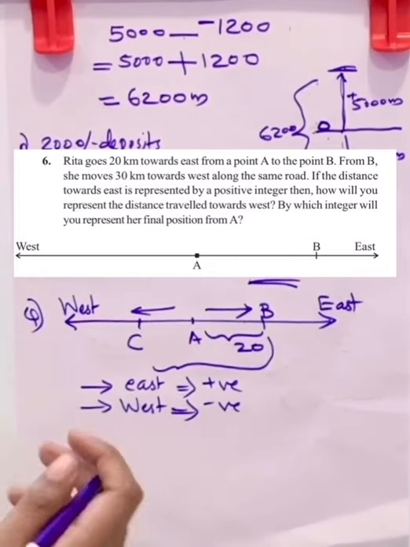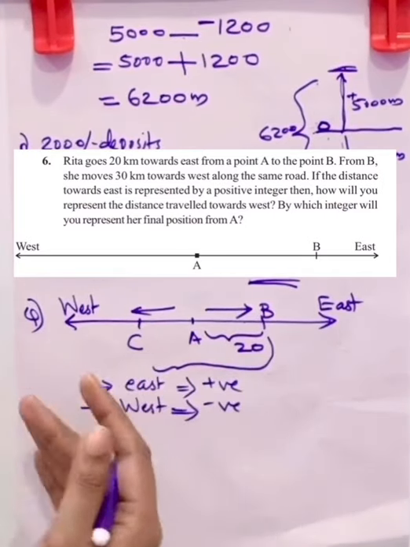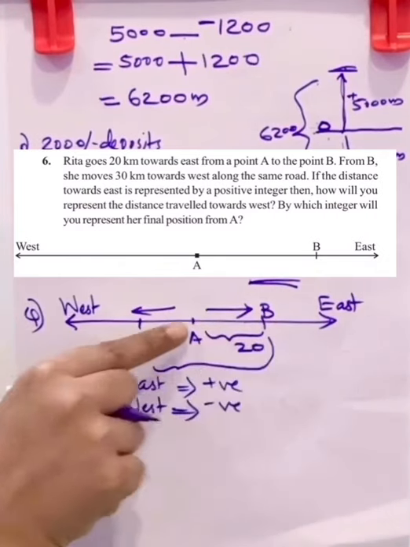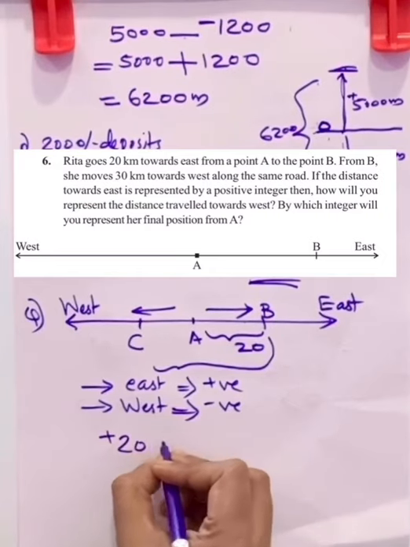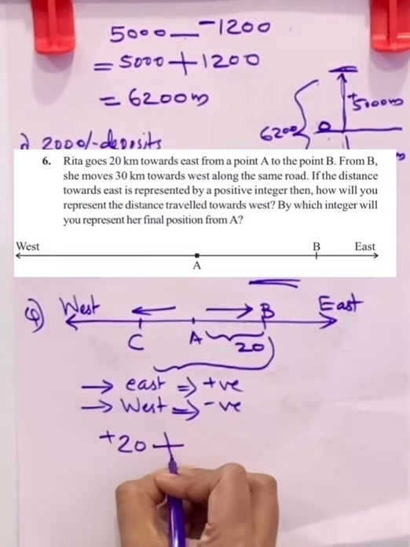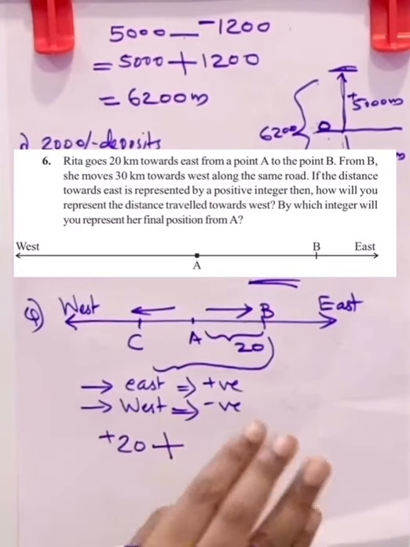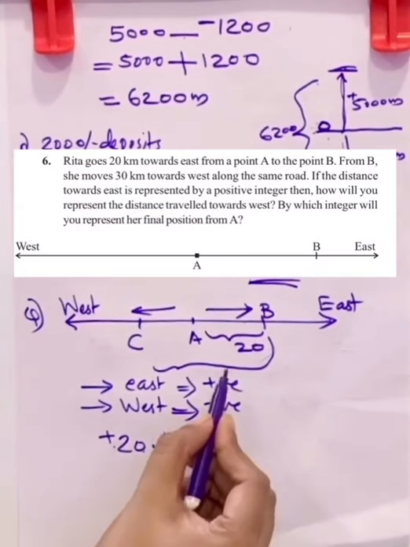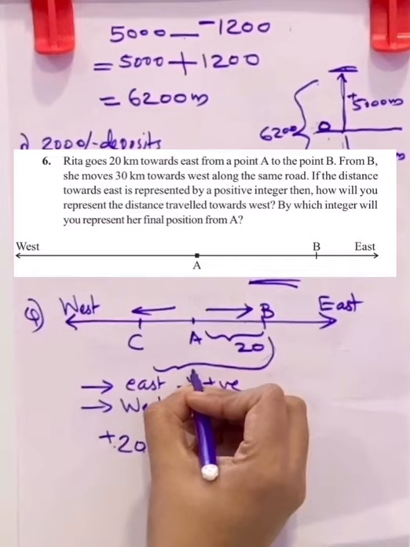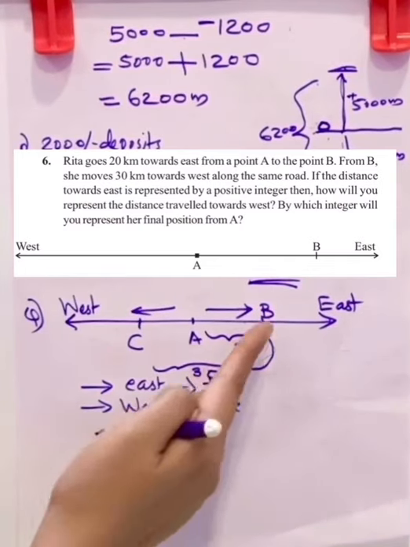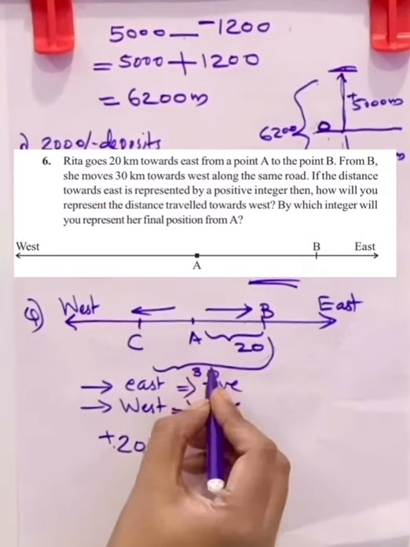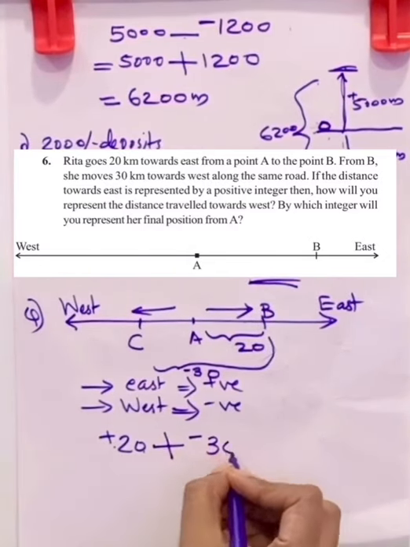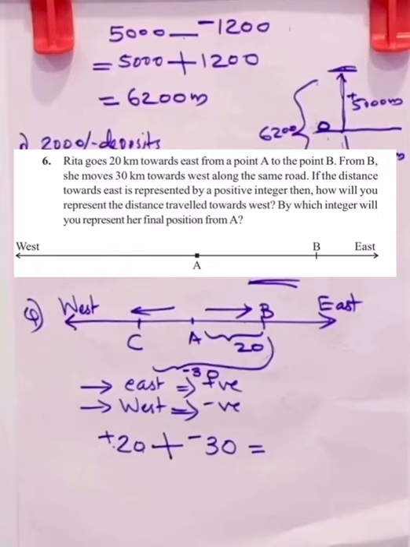Final position means the total distance she traveled. So, this is plus 20 because she is moving towards east. Plus 20. Total means you want to find the sum. Difference means subtraction. Total means sum. Now, this is towards east and towards west she traveled 30 kilometers. It will be represented by negative because it is towards west. Negative 30.